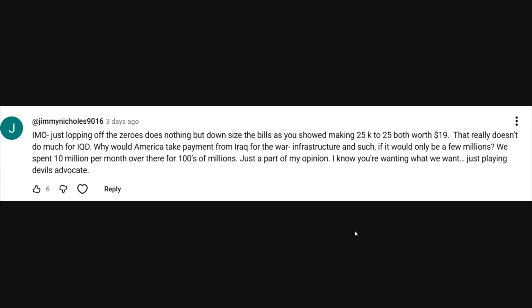In my opinion, just slopping off the zeros does nothing but downsize the bills, as you showed, make it 25,000 to 25, worth $19. That really doesn't do much for the IQD. Actually, it does a whole lot. But okay, why would America take payments from Iraq for the war, infrastructure, and such if it would only be a few million? We spend $10 million a month over the hundreds of millions. Just a part of my opinion. I know you're wanting what we want. Just playing devil's advocate. No problem, Jimmy.